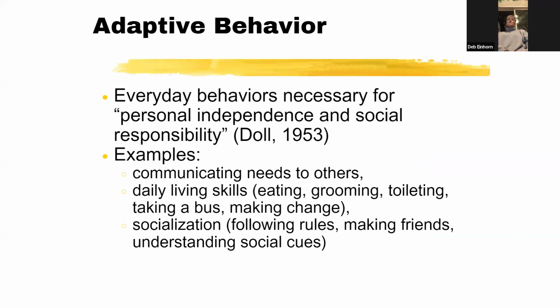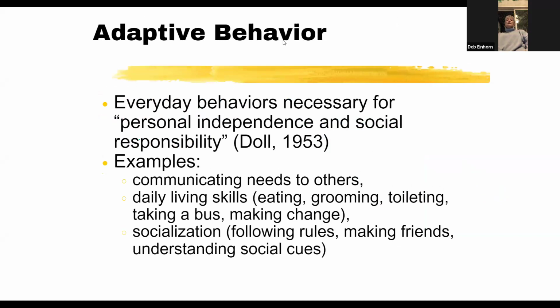Adaptive behavior, as I said, those are everyday behaviors necessary for personal independence and social responsibility. So examples are your daily living skills, eating skills, grooming, toileting, being able to take a bus, use money, communicate your needs to others, your socialization, being able to work with others, to make friends, to understand social cues. So all of those kinds of things are considered adaptive behavior. So a student with intellectual impairments is going to have delays both in their thinking ability and in their adaptive behavior.